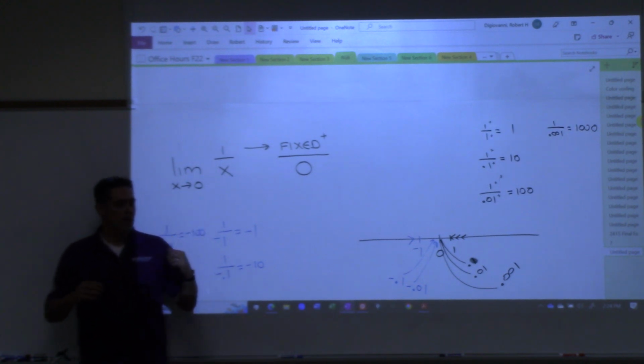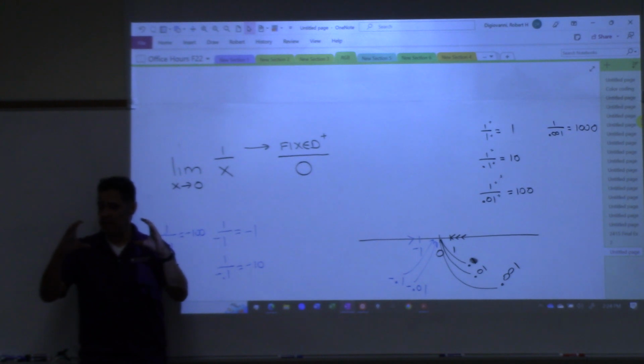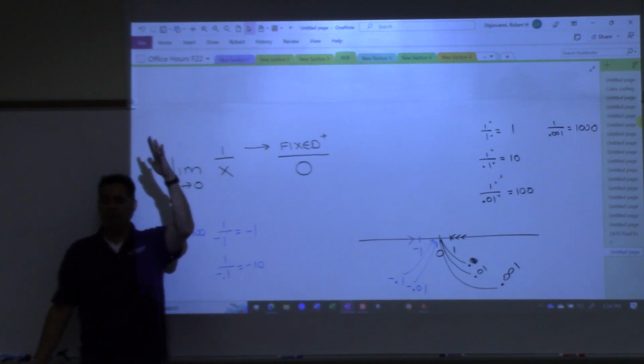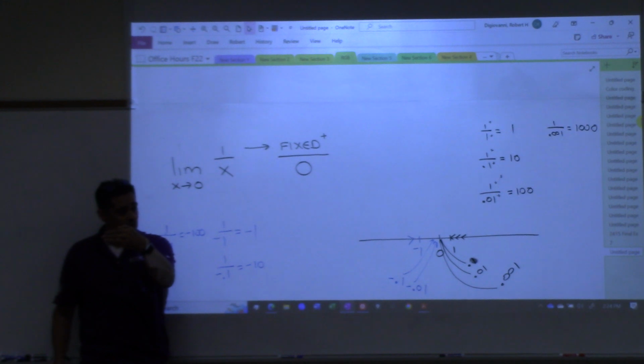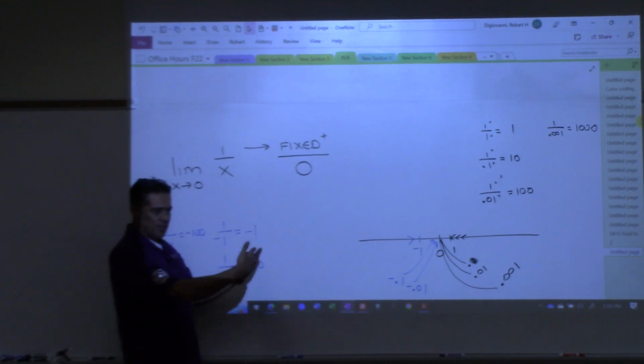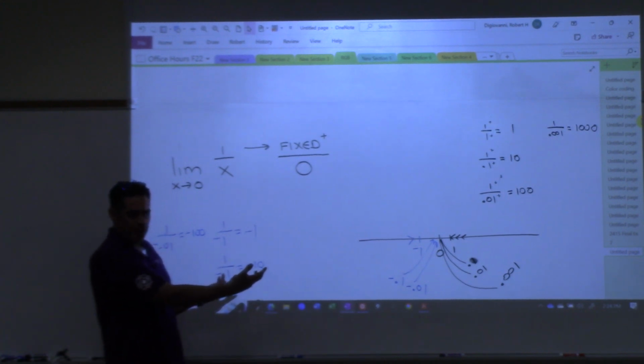So what you need to understand as a calculus student is that when you're talking about a limit, if your numerator is fixed, not changing, and your denominator is getting small, that ratio gets huge. Say that again. If you have a fixed number on top and your denominator gets small, the ratio gets huge. The question is, does it get huge positive or negative? That just depends on which side you're coming in from.